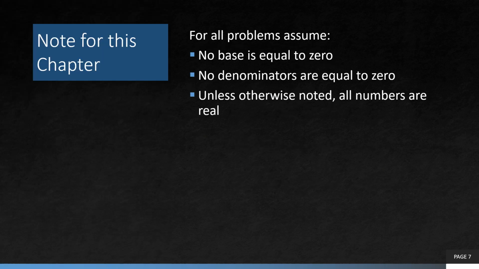I do want to add a couple of notes that go with this chapter. We're going to have to make some assumptions so that we don't have to worry about violating some of the rules of exponents. So for this chapter, no base is going to be equal to 0. No denominators are going to be equal to 0. And unless otherwise noted, all numbers we use are real numbers. When we get to the final section on complex numbers, we'll change that up.